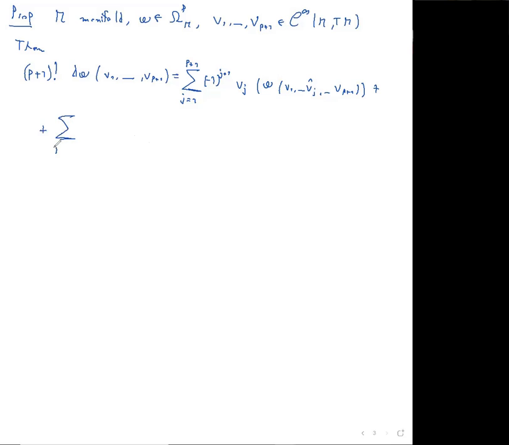Then it's the sum for j less than k to p plus 1 of (-1) to the j plus k plus 1. And then we have omega, and in the first slot you put the Lie bracket of vj and vk. So the Lie bracket between these two. And then you put all the rest, but you have to skip vj and vk.